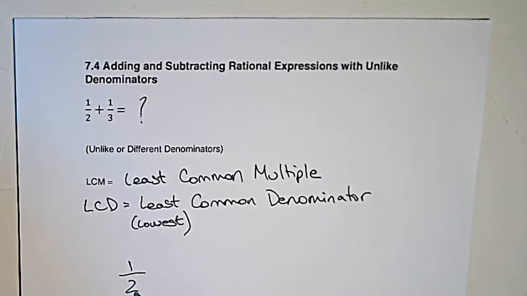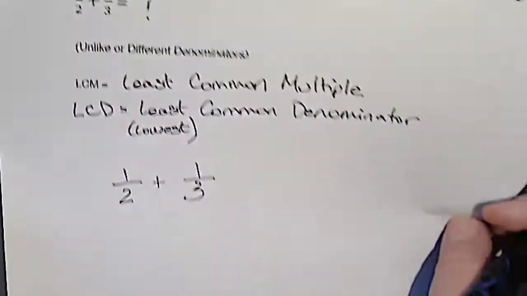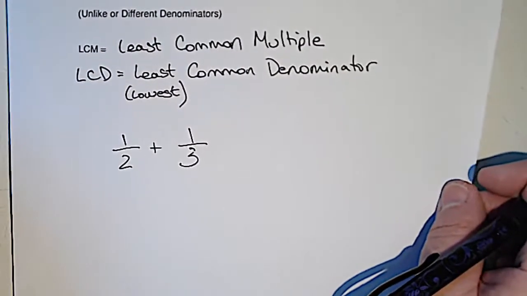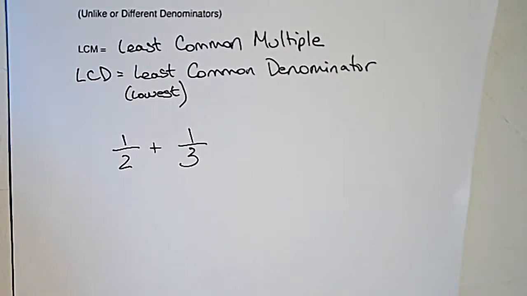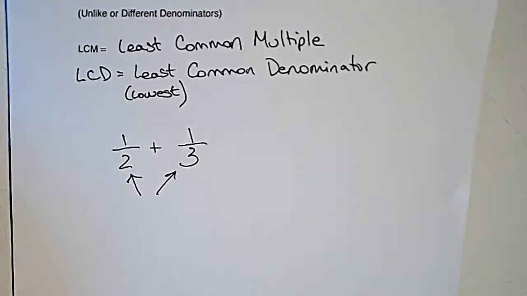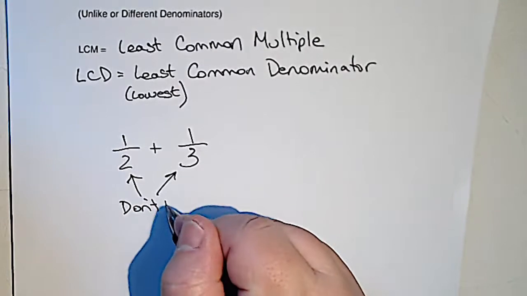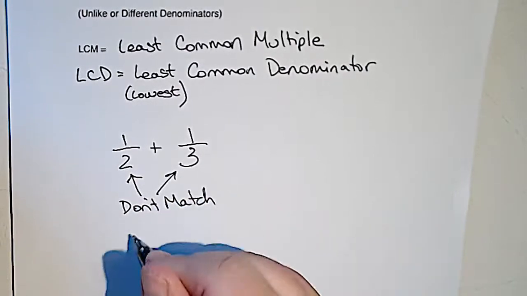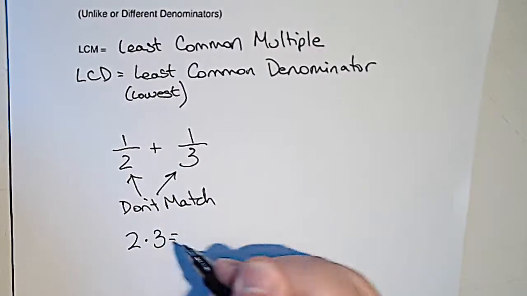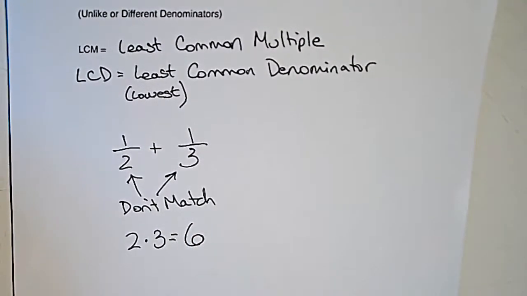So if I have 1/2 plus 1/3, what is the easiest way to find a denominator that matches for both of them? A least common multiple or a least common denominator? You're right. So I'm going to say these don't match. But what you can do is you can take 2 times 3 and get 6. And then you can put them both in terms of 6.